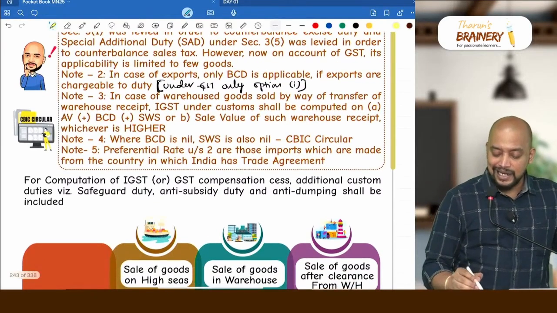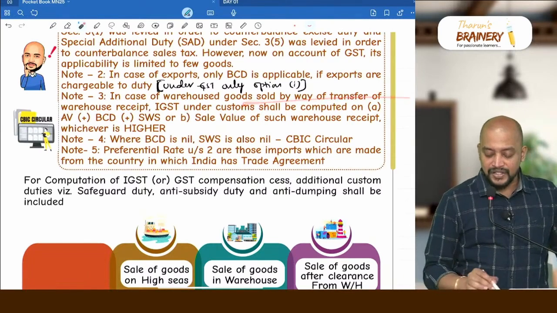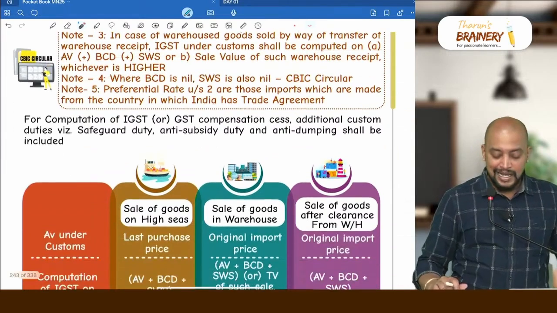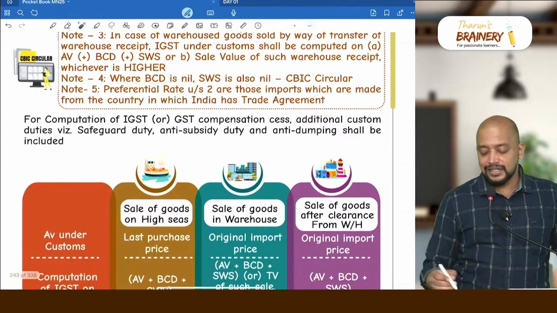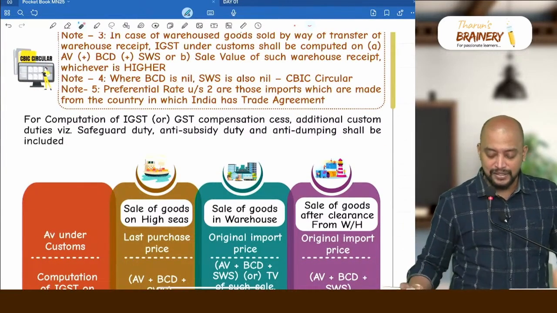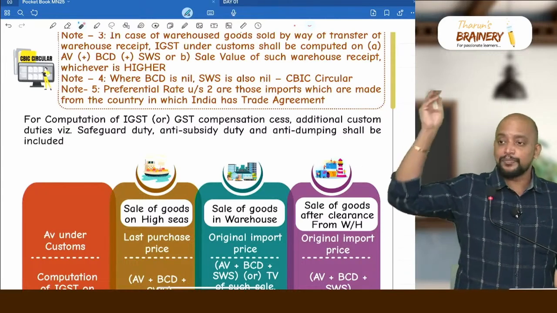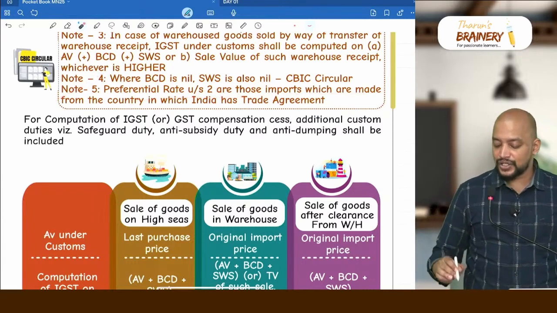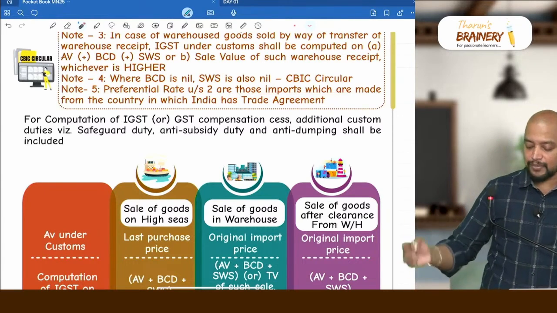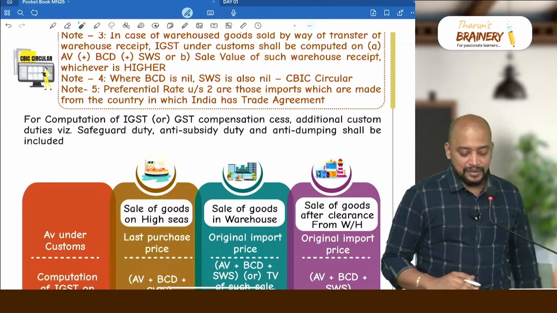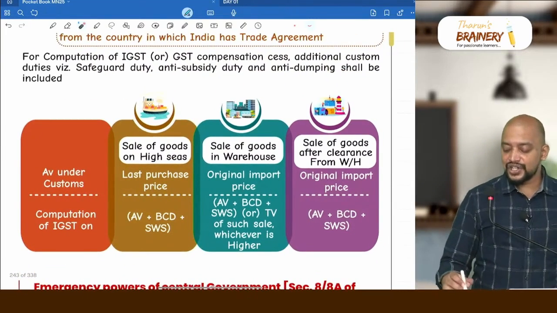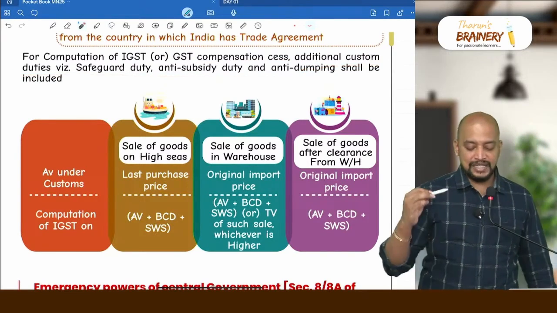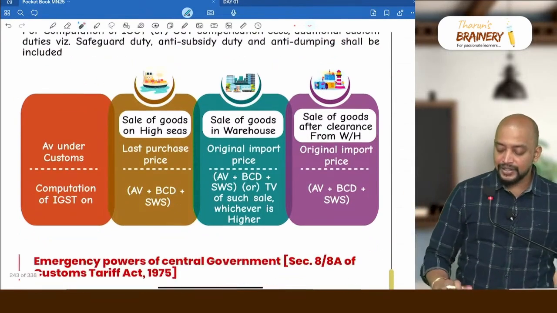Then note 3, you can see, in case of warehoused goods sold by way of transfer of documents of title, IGST will be computed on the assessable value or the sale value, whichever is higher. Then note 4, where the basic customs duty is nil, social welfare surcharge is also nil as per CBIC circular, of course, because social welfare surcharge is 10% of basic customs duty. Then preferential rate under section 2 applies to imports made from a country with which India has a trade agreement. And for computation of IGST, GST compensation cess, additional customs duties like safeguard duty, anti-dumping duty, and anti-subsidy duty shall be included. So these are the three differences.